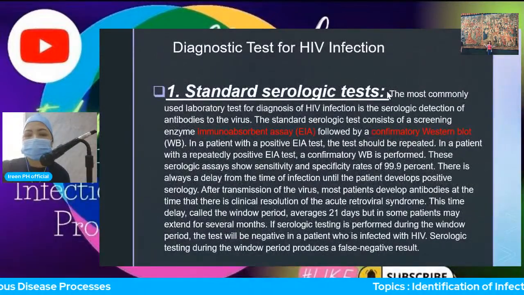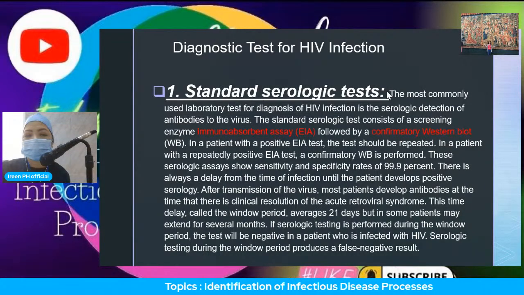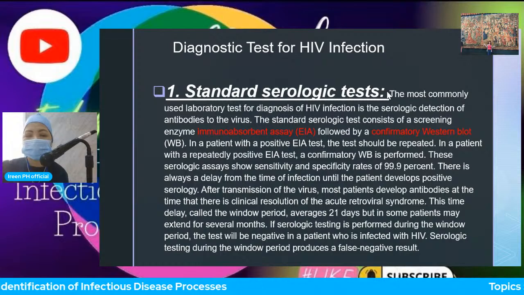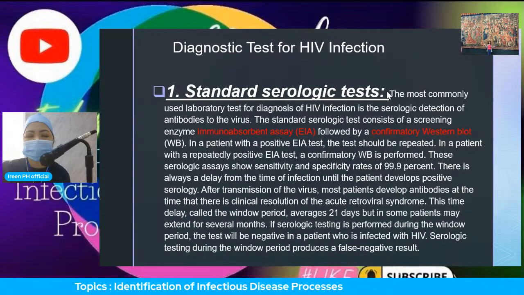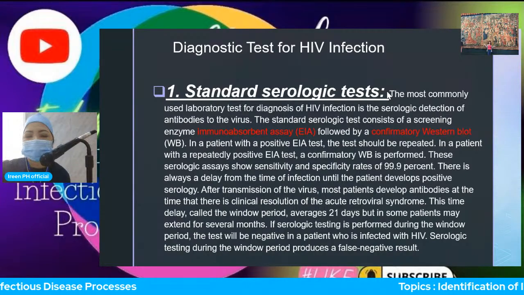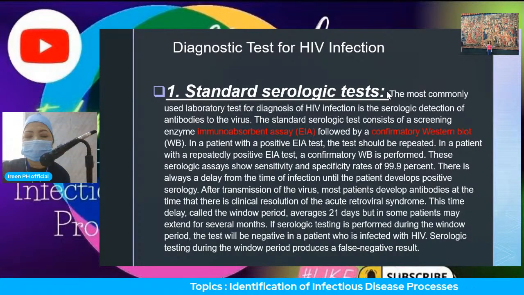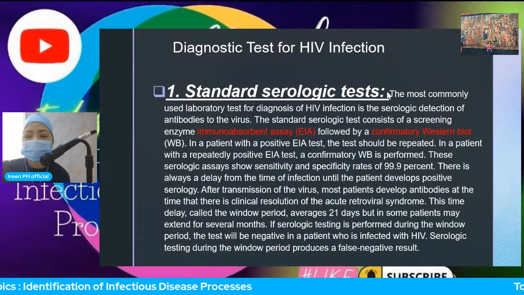The diagnostic test for HIV infection is the standard serologic test. The most commonly used laboratory test for diagnosis is the serologic detection of antibodies to the virus. The standard serologic test consists of a screening enzyme immunoassay, EIA, followed by confirmatory Western blot.